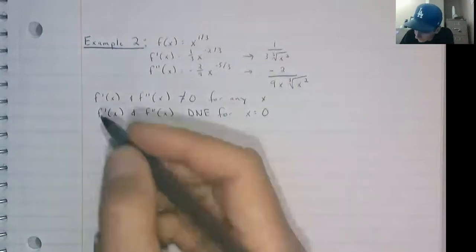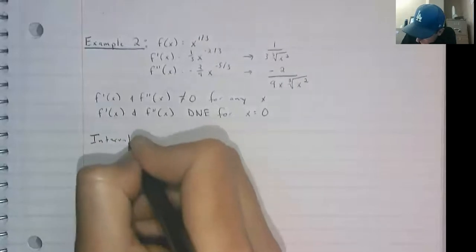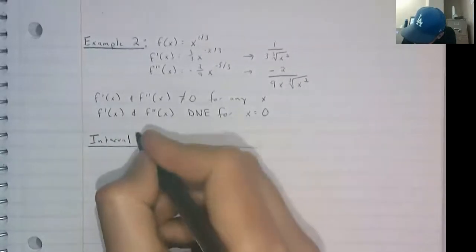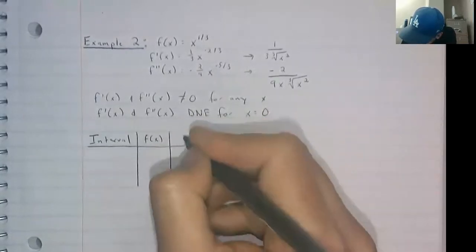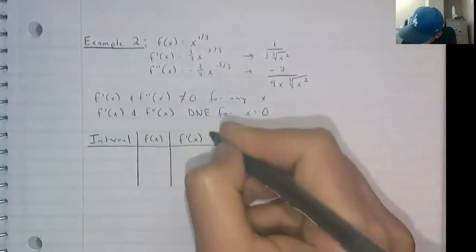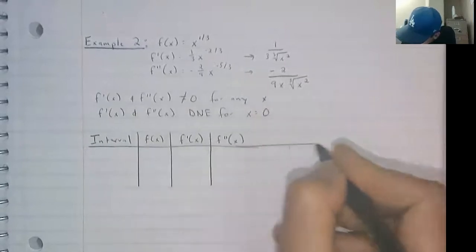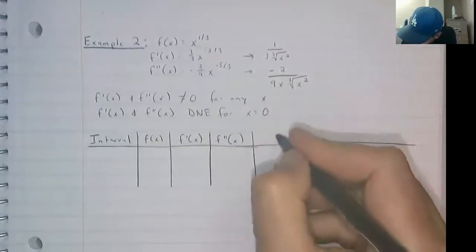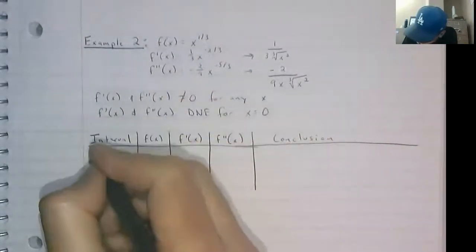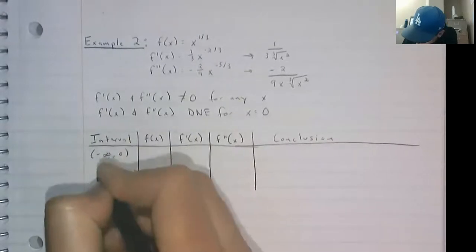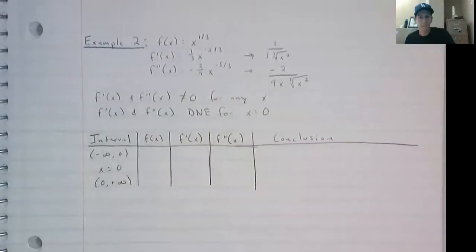So we'll build out our chart, which will be a smaller one since there's only one critical point. Interval, f, f prime, f double prime, and conclusion. And the intervals we care about are negative infinity to 0, x equals 0, and 0 to positive infinity. Wham bam thinking now. Okay.